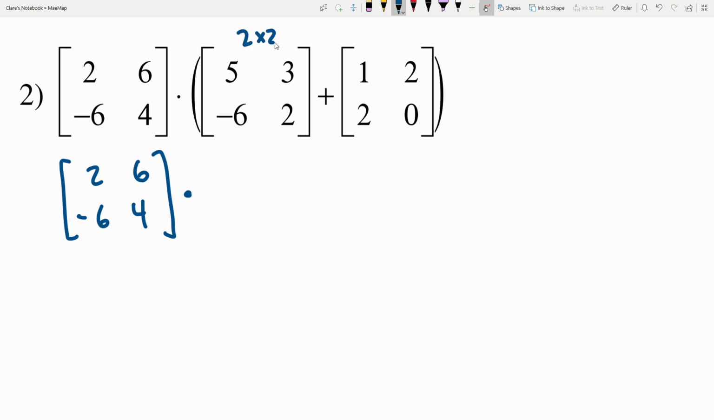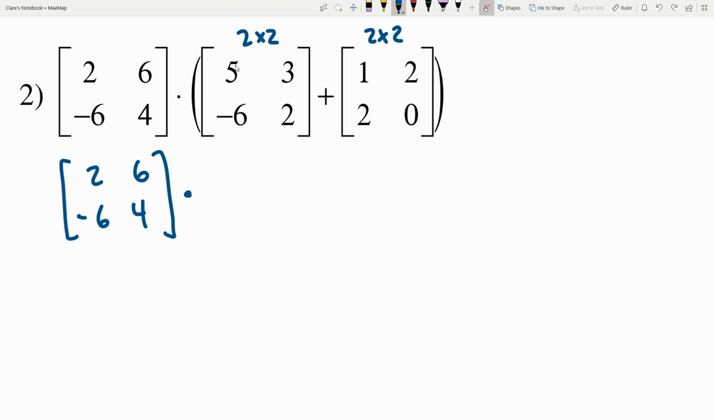And I have a 2 by 2 added with a 2 by 2, which are the same size, so I can add those together. The result of this is going to be a 2 by 2. Now let's double check to make sure we can multiply before we do out all this work. So I'm going to have a 2 by 2 multiplied by a 2 by 2, which I can do. So let's go ahead and add these matrices together.